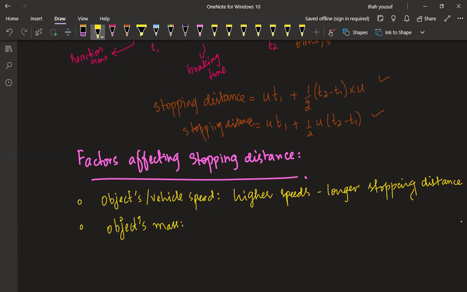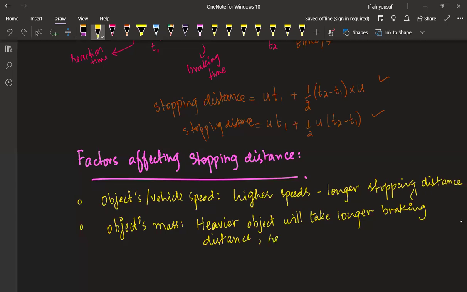So object's mass: a heavier object will take longer braking distance, and definitely it will require more force to get stopped, or to decelerate. Are you getting this point? It will require more force to get stopped or slow down, or decelerate, right?